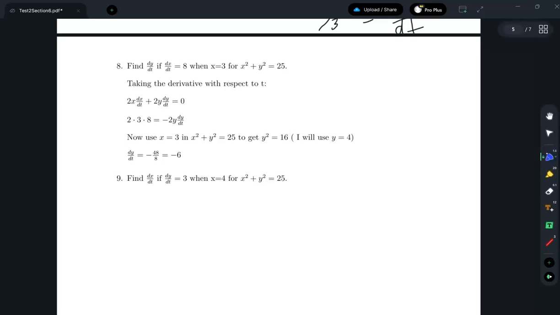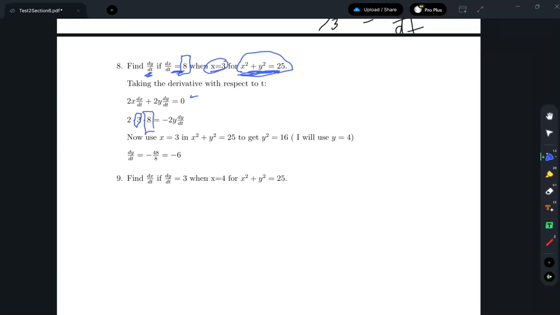Okay, let's keep going. Here's our equation, and I want to find dy over dt given this, right? So find rate, given rate, when information. Taking the derivative with respect to t on both sides, I get 2x dx over dt, 2y dy over dt, and the derivative of 25 is 0. Then I plug in the x is 3, and plug in the dx over dt is 8.